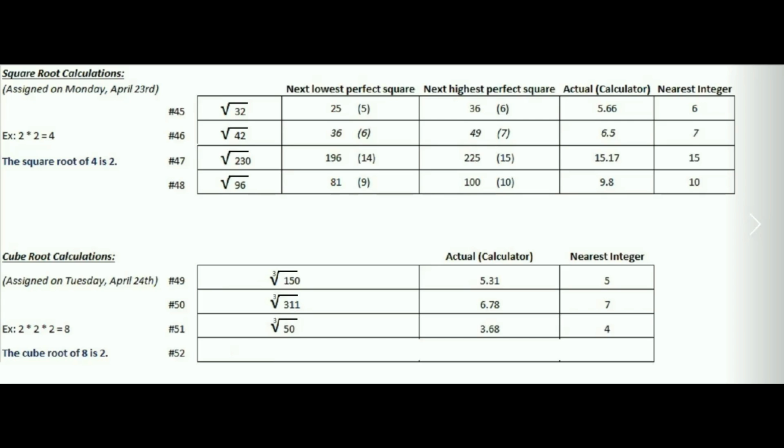Number 51, the cube root of 50. The cube root of 50 is 3.68, again rounding to the nearest hundredth, and 3.6 or 3.7 rounds up to 4. Number 52, and this is our last problem, the cube root of 224 is 6.07. 6.0 or 6.1 rounds down to 6.0. So the nearest integer is 6. That's it.